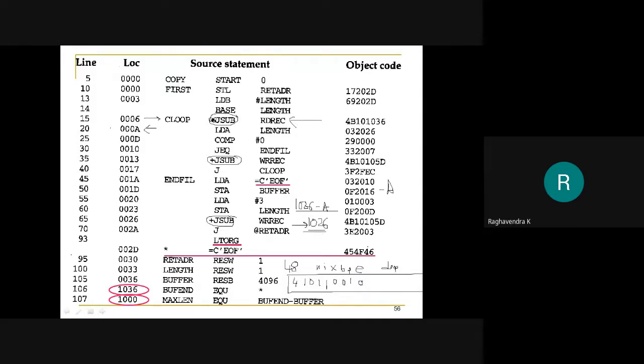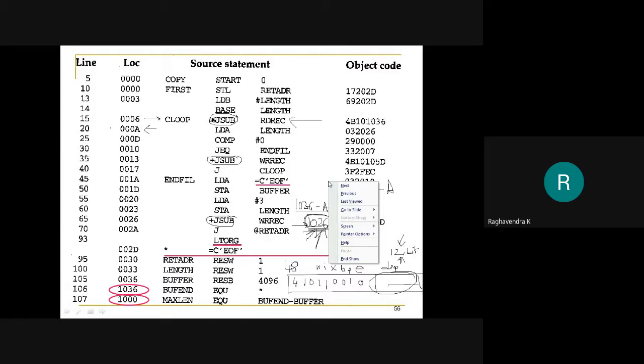Now can I put this displacement here? Displacement is 12 bit, but I've got a displacement of 1026, which is a 16 bit value. I can't fit a 16 bit value in a 12 bit field. So obviously the displacement is too large, and that's why I can't fit it using format 3.